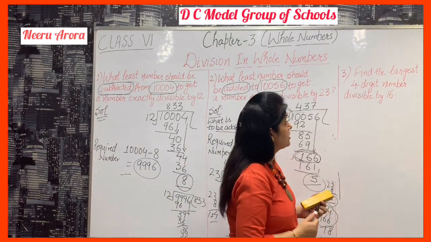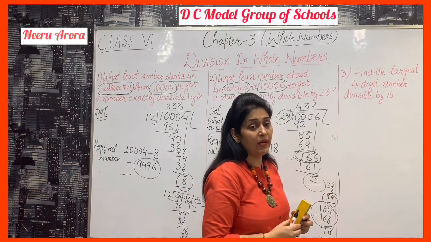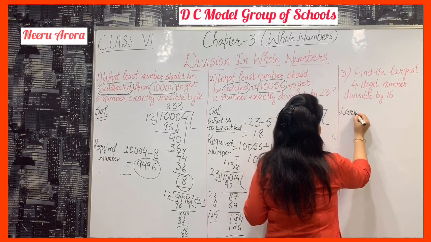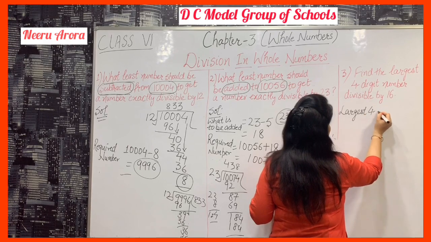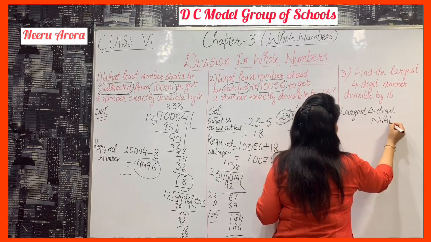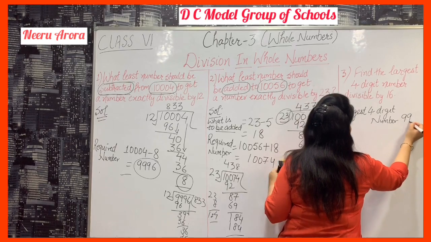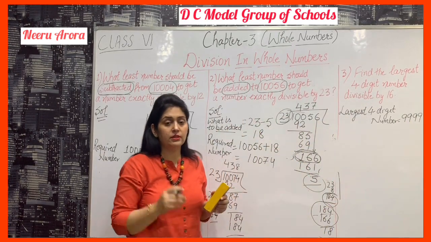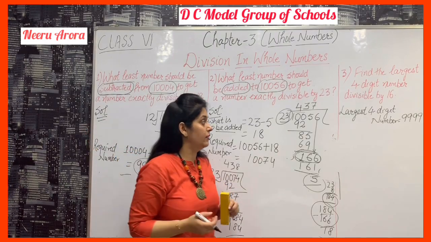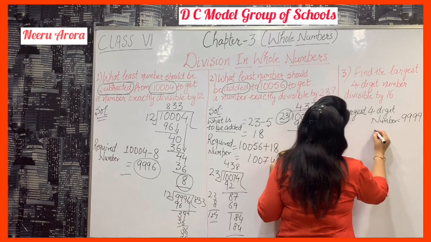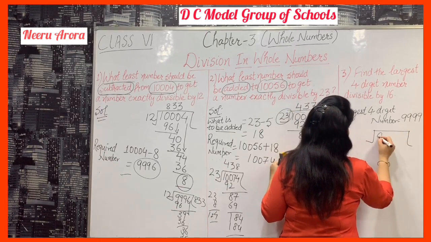So now look at the next question. Find the largest 4-digit number divisible by 16. Largest 4-digit number. What is the largest 4-digit number? The largest 4-digit number we know is 9999. So let's see whether it is divisible by 16 or not. Let's check.